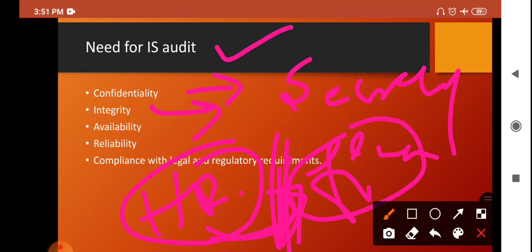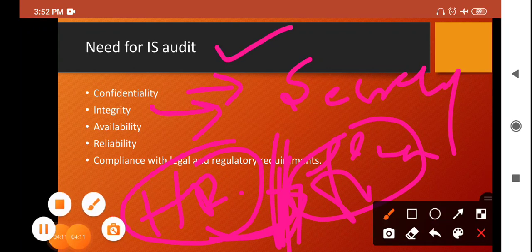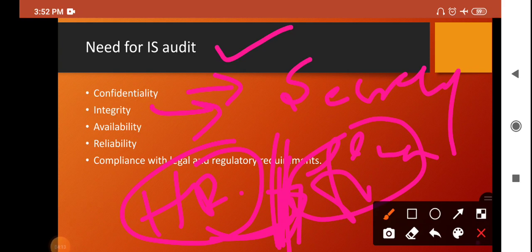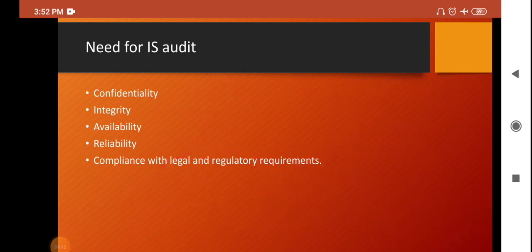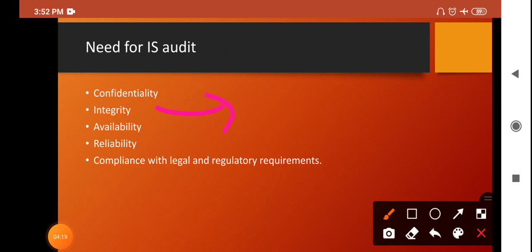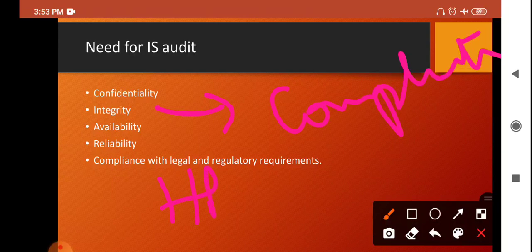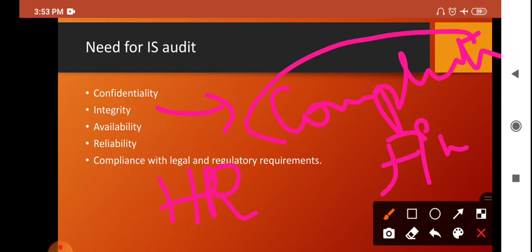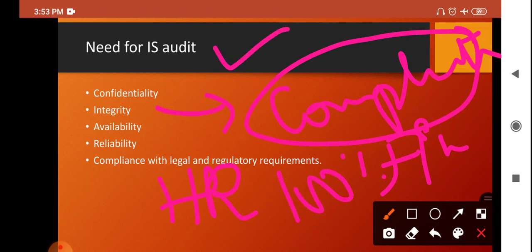Next is integrity. Integrity here also means maintaining that confidentiality, not leaking the information to others. Integrity also means providing full and complete information without any gap. The complete and accurate information should be provided. So the HR department should give the finance department whatever information is needed, complete in nature and with 100% accuracy. To maintain this accuracy and completeness of data, the IS audit also plays a very important role.